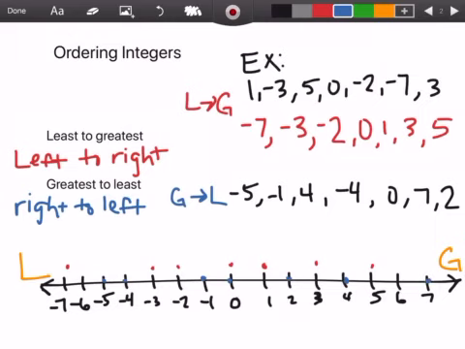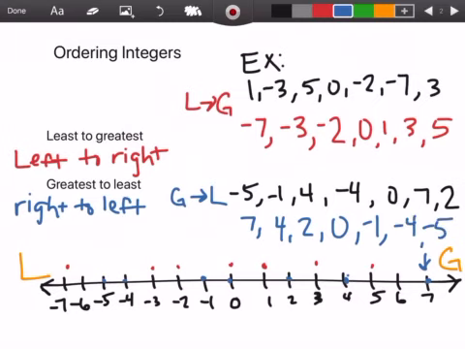All right, so my greatest is all the way on the right-hand side. That's this guy down here, +7. And now I'm going to start moving towards the left. The next one I hit is +4. Then I hit +2. Here's 0. And now I'm moving into the negatives. -1, and then -4, and lastly -5. Okay, -5 is the most negative, so it is the least value.